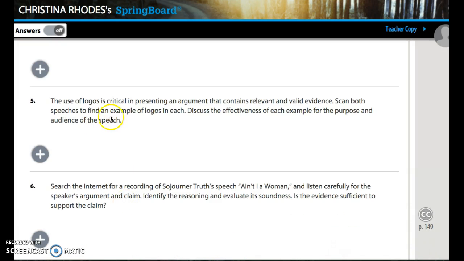Number 5, the use of logos is critical in presenting an argument that contains relevant and valid evidence. Scan both speeches to find an example of logos in each. Discuss the effectiveness of each example for the purpose and audience of the speech. Please discuss this and write number 5 down with your shoulder partner now. I'm pausing it.